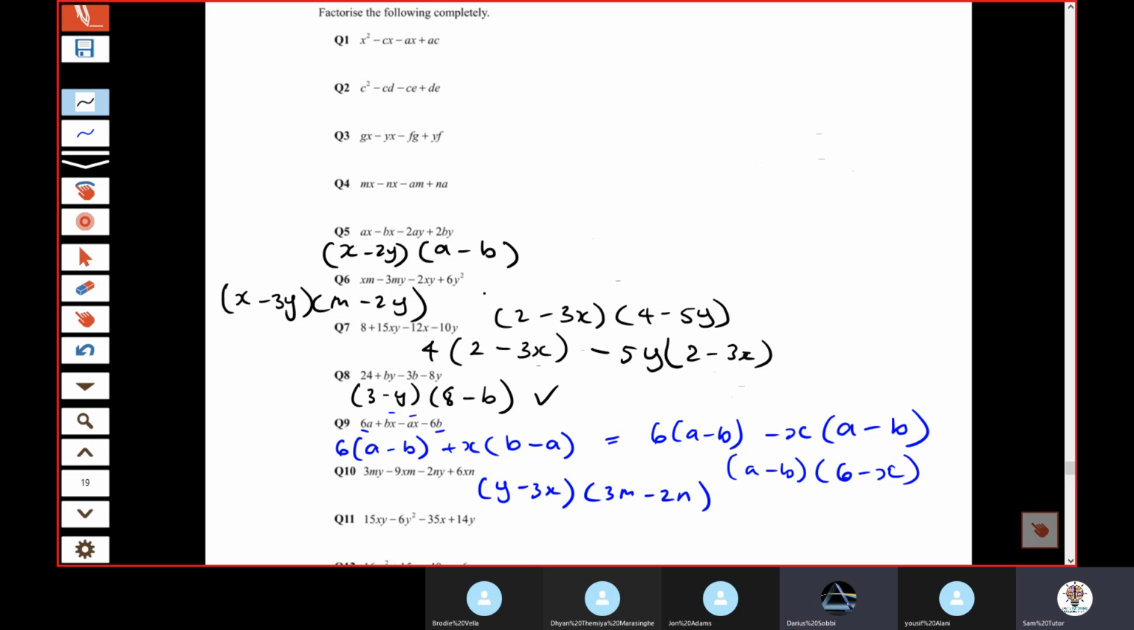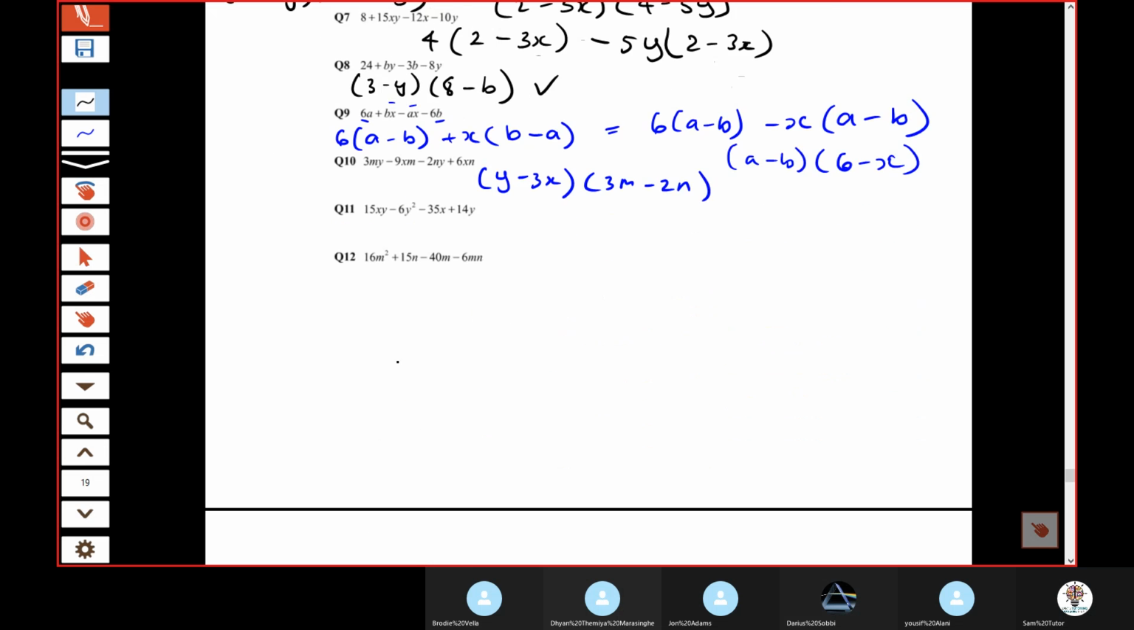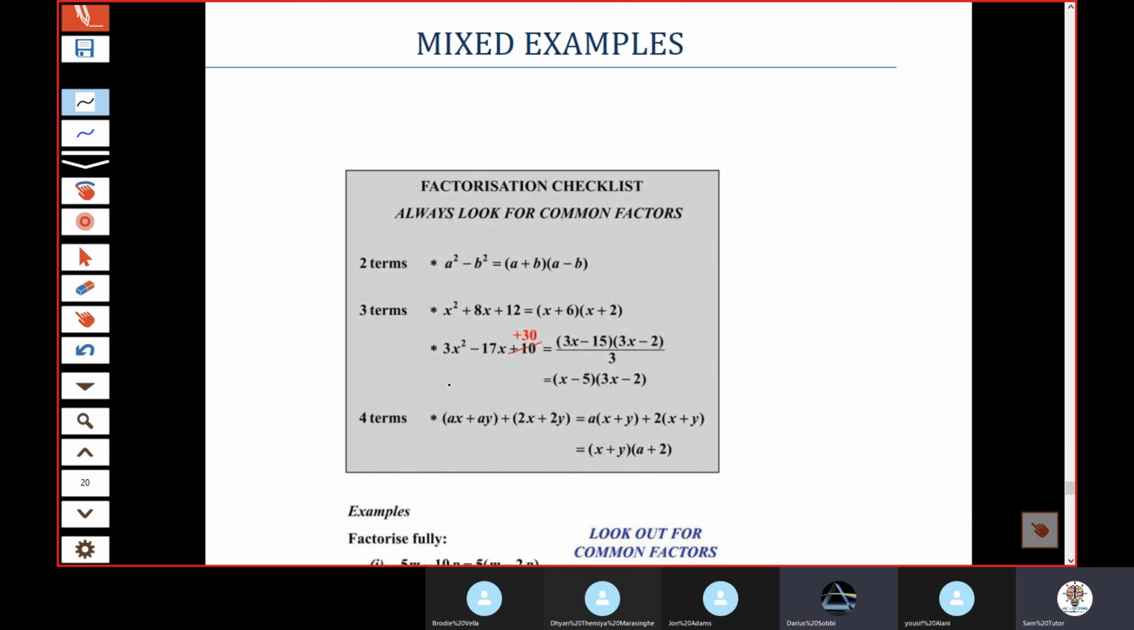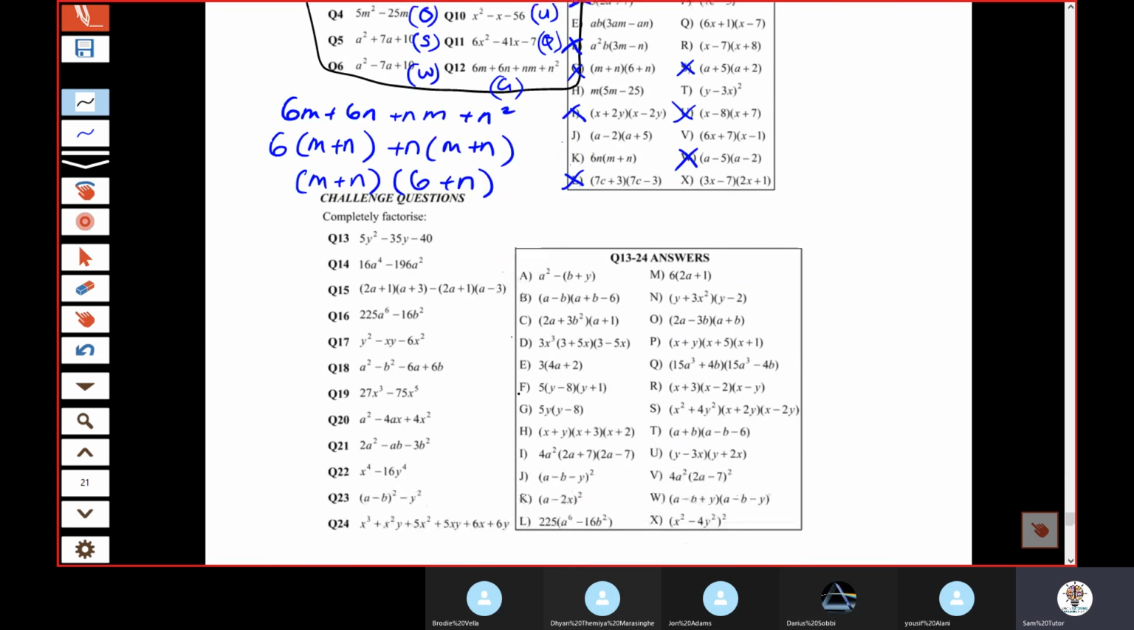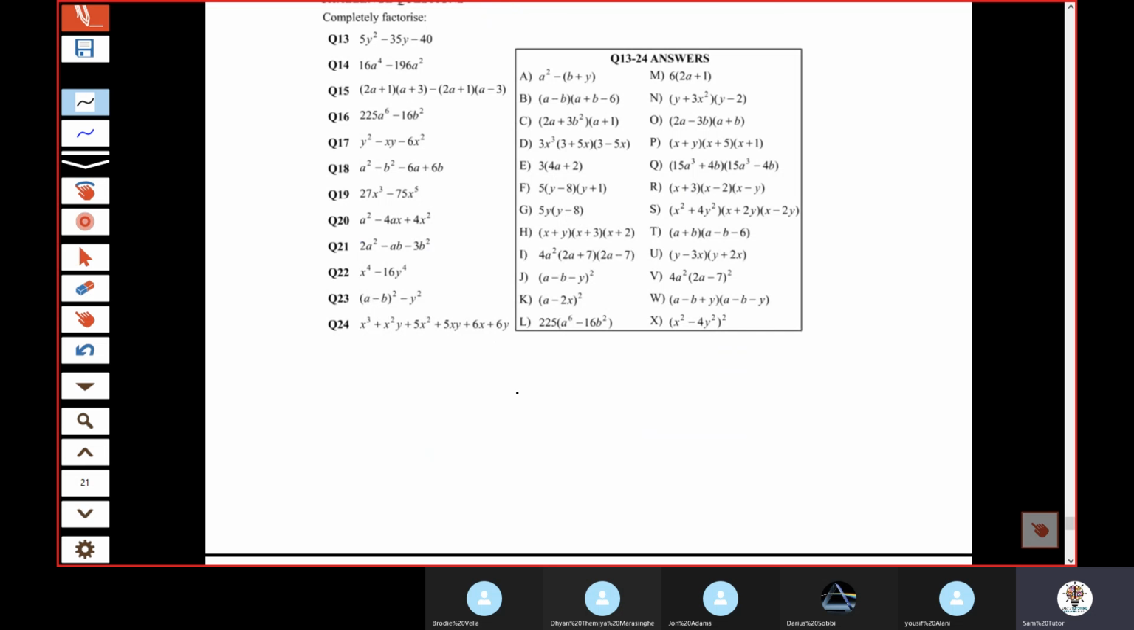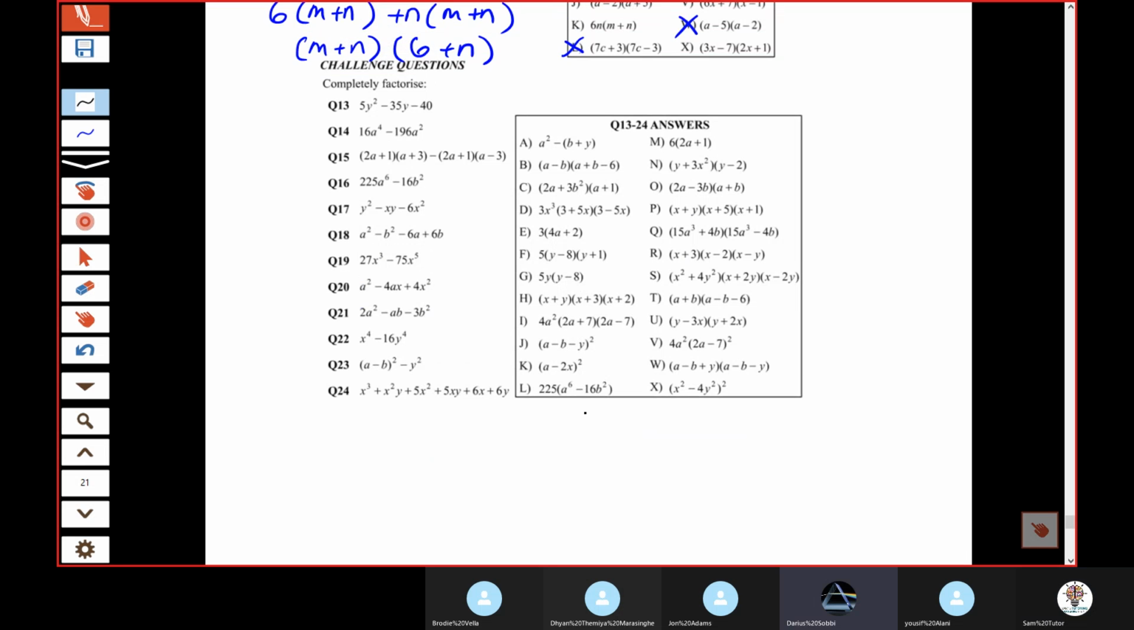We only got 15 minutes left, so when are we doing mixed examples? Let's do it now. Finish it off, I guess, if everyone else is happy. Last bit. Nothing new to learn, like I said, just take your time, but let me know if you have questions.